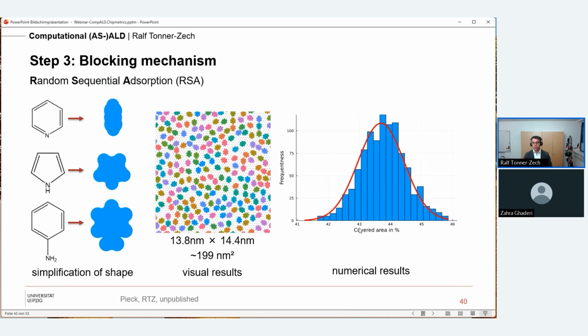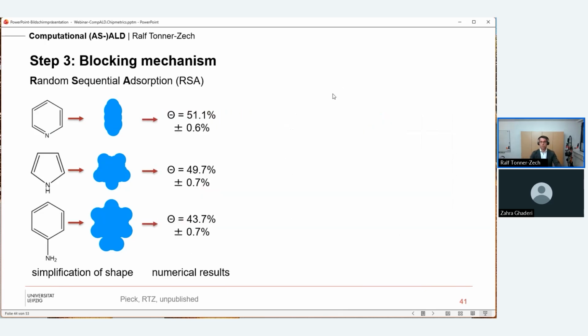We can also get the covered area. This is the x-axis here. And this is the crucial information that we can compare to experiment, because the more areas covered, the better the SMI is blocking the surface.